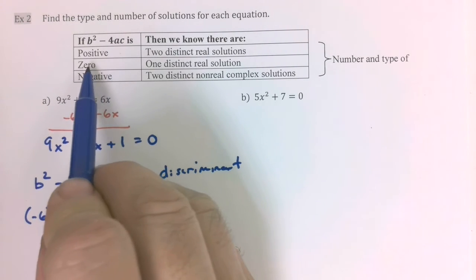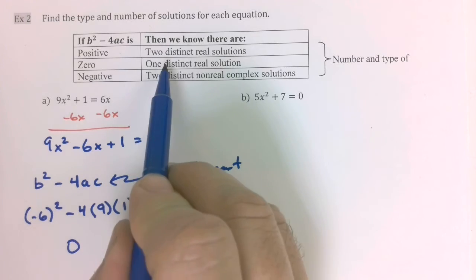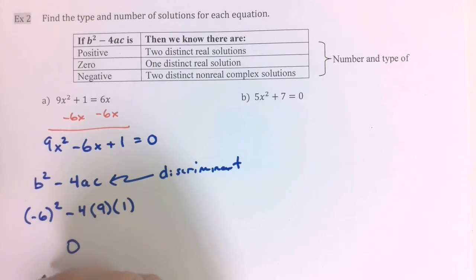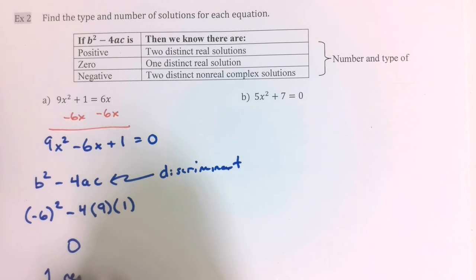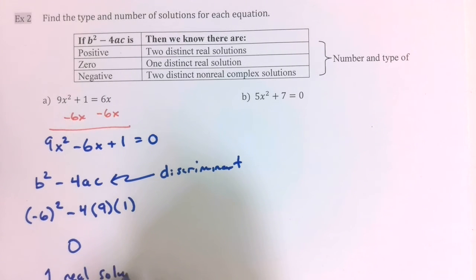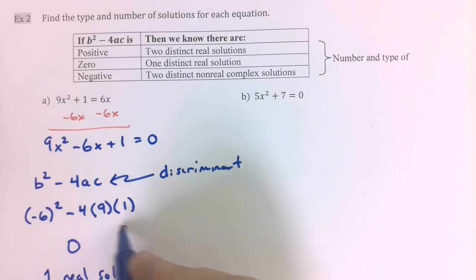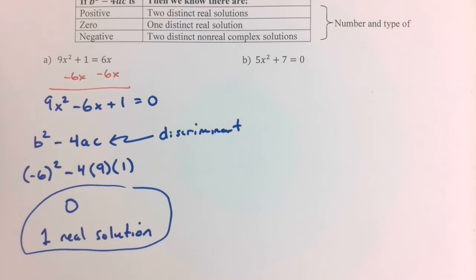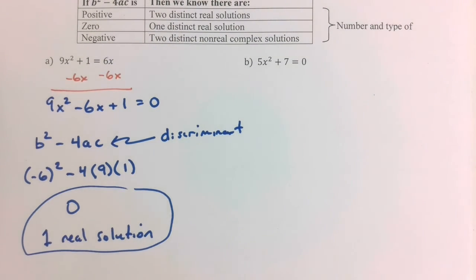And if you end up with 0 for your discriminant, there is just 1 solution, and it ends up being a real number. So 1 real solution. So those are our 2 answers to this. They asked how many and what type of number. So for this problem, we ended up with 0 when we did the discriminant, that gives us 1 real solution.